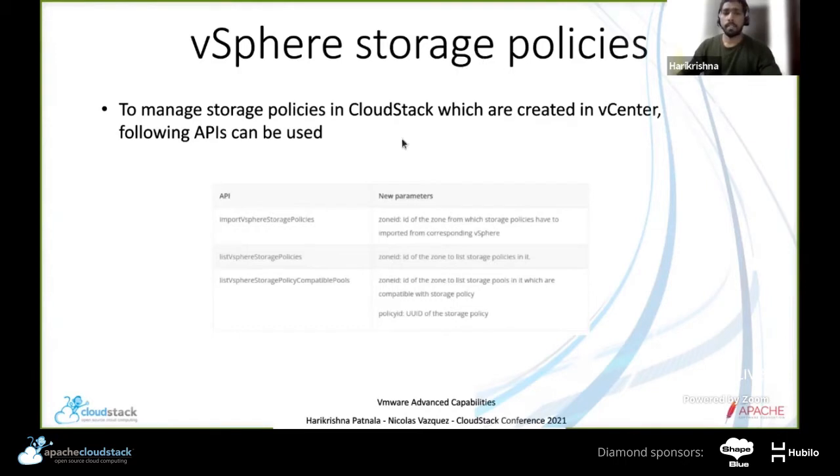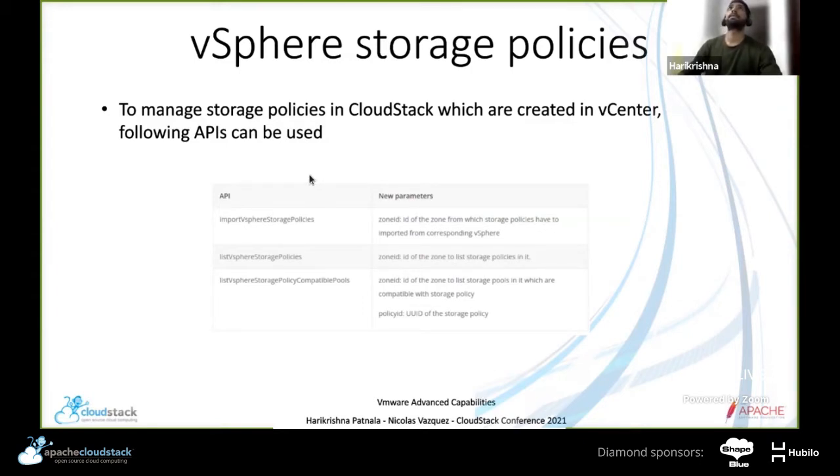Any storage policy that is created on vSphere, we have to import into CloudStack to map it to a corresponding compute offering or a disk offering. For it, we have these new APIs: import vSphere storage policies, list vSphere storage policies, and list vSphere storage policy compatible pools. These are all just to manage the storage policies that are already created on vCenter.